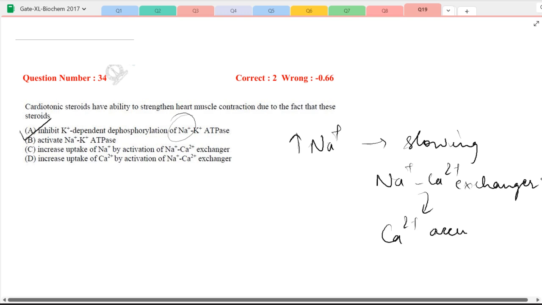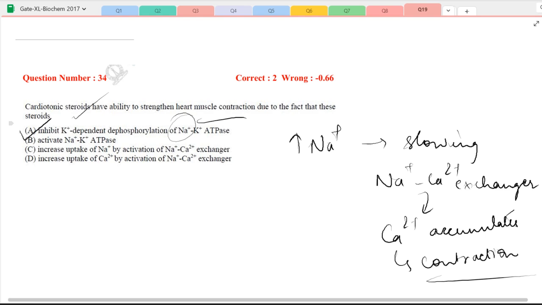So when this happens, Ca2 plus is going to accumulate. Ca2 plus accumulates inside the cells, and when this happens, contraction results. So as a result, you will have heart muscle contraction. That is how these cardiotonic steroids work. They basically indirectly increase the Ca2 plus levels by interfering with the dephosphorylation of the Na plus K plus ATPase, which is K plus dependent. So that's how these cardiotonic steroids work. Moving on to the next question.